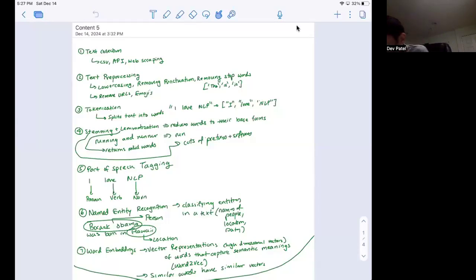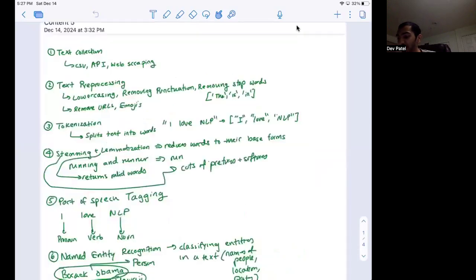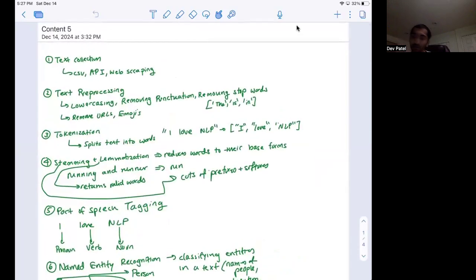So I'm going to go over a couple of different NLP topics today. There's really 5 or 6 steps whenever we're doing any NLP process.